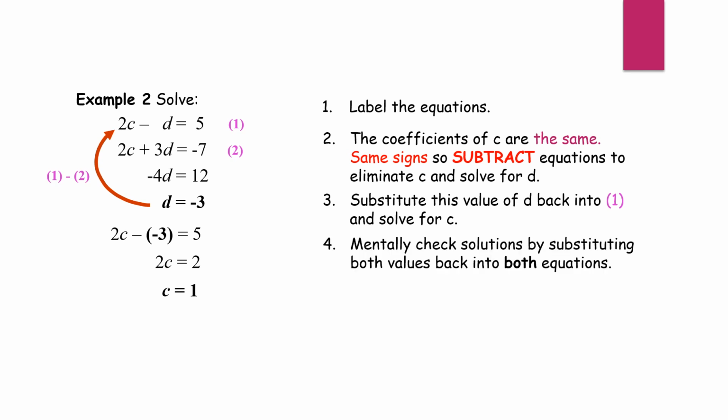Next thing we need to do is mentally check the solutions by substituting both values back into both equations. 2 take away negative 3 equals 5, so equation 1 is true, and 2 plus 3 times negative 3, which is negative 9, is indeed negative 7, so equation 2 is true. So our unique solution for this pair of linear equations is c equals 1 and d equals negative 3.